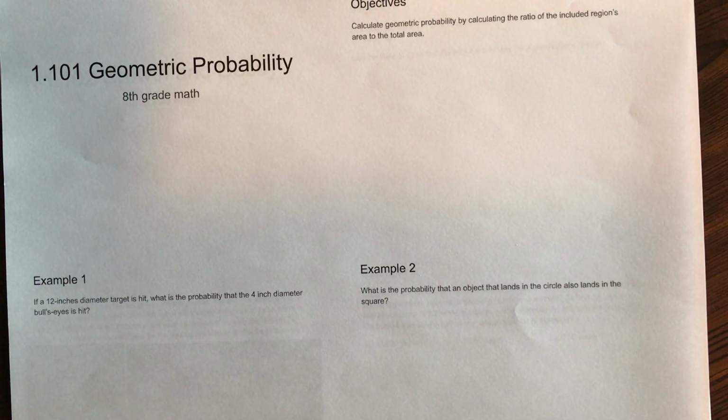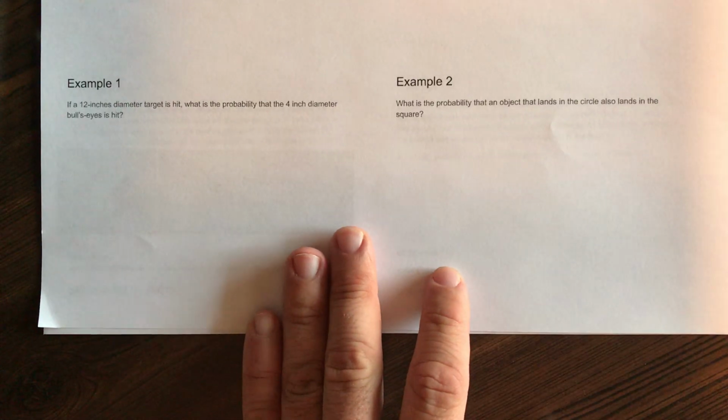101, geometric probability. Now you're all probably like, oh, but we've done probability a little bit. We've done finding the area, and we have done ratios, and that's all today's going to be about. It's just going to be putting them all together. So, objective: to calculate geometric probability by calculating the ratio of included regions' areas to the total area. That is your objective for today. So, let's just get at it.